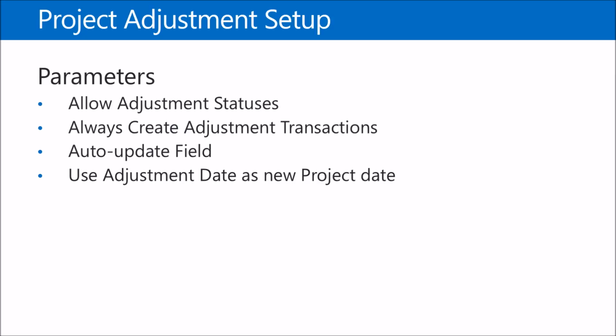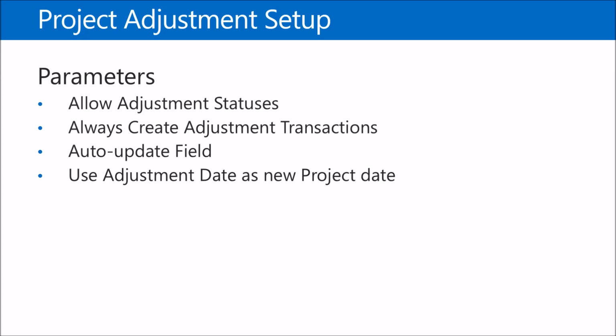Let's go ahead and talk about some of the adjustment setup. There are some parameters that are available to define how and when and what happens when you adjust. Basically, the first set of parameters that we're looking at here, for the first bullet, is the allow adjustment statuses. There are just different statuses that transactions can be in.